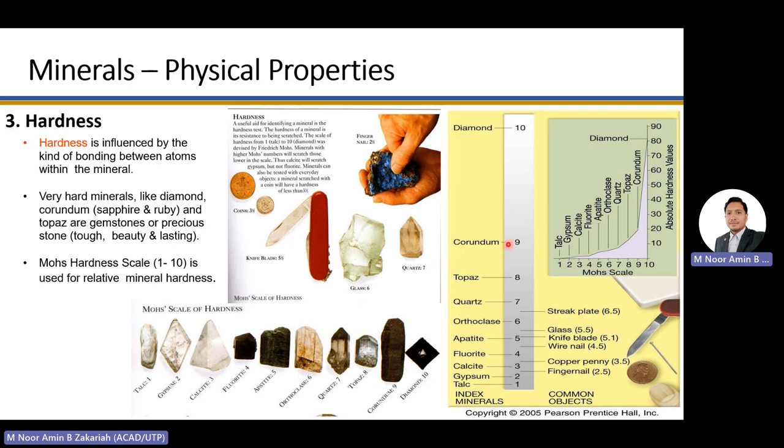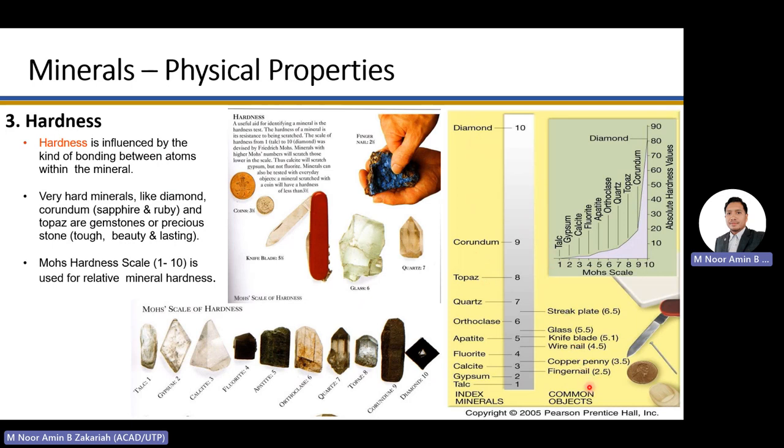So the more hardness scales, like I mentioned earlier, from diamond until talc, meaning that as the Mohs scale is increasing, the harder the minerals. So diamond cannot be scratched with any other type of mineral except for itself. Corundum can only be scratched by diamond, topaz can be scratched by corundum and diamond, and so on.